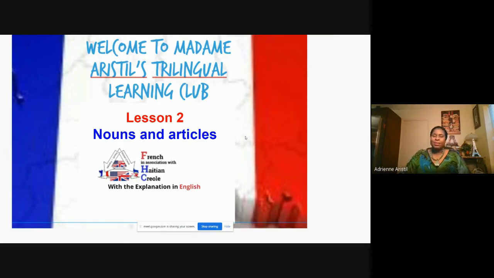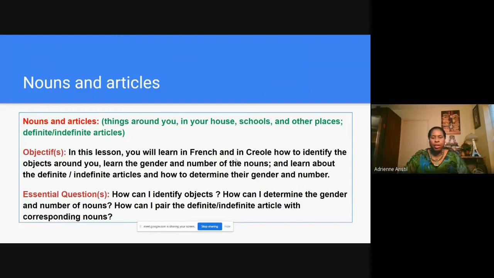Lesson 2. Today I'm going to teach you about nouns and articles in French in association with Haitian Creole, with the explanation in English. You will learn in French and in Creole how to identify the objects around you, learn the gender and number of the nouns, and learn about the definite and indefinite articles and how to determine the gender and number.